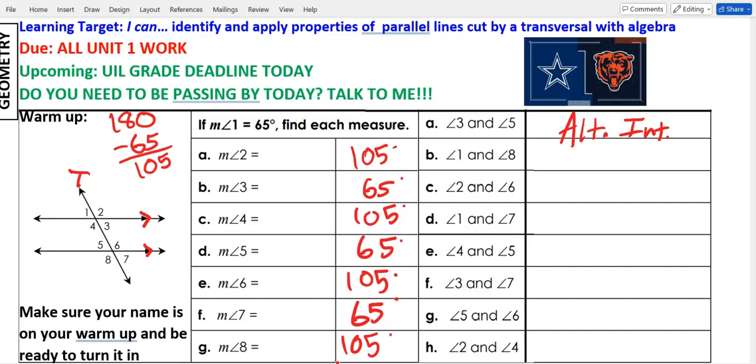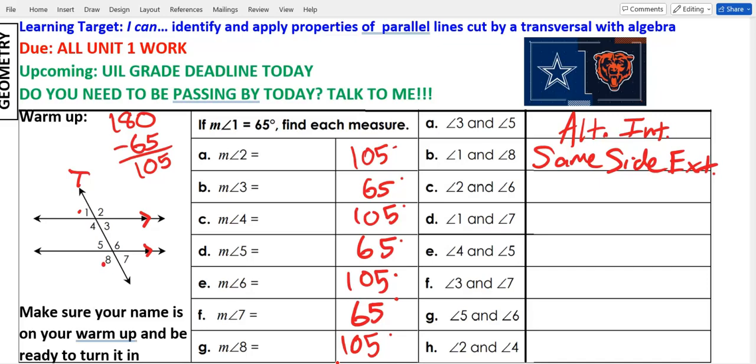What about 1 and 8? Now, 1's on the left, 8's on the left. If they're both on the left of the transversal, that's same side, right? Are they in or out, though? Are they interior or exterior? They are outside of the parallel lines. They are exterior, okay? So same side, exterior.